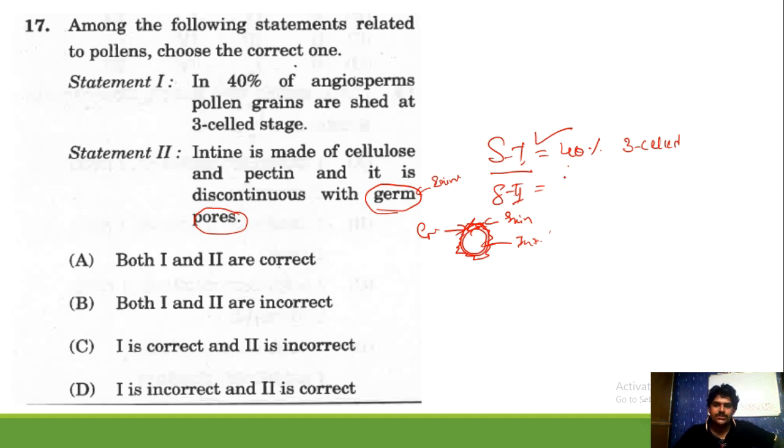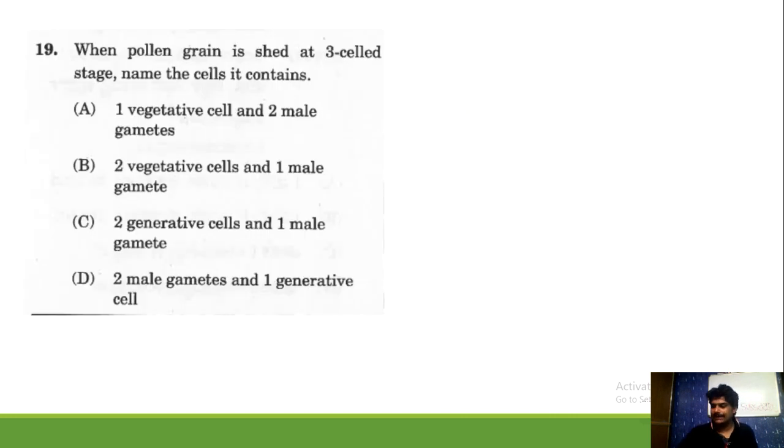So statement 2 is wrong. Which option are we going to pick? Both 1 and 2 are correct? No. Both 1 and 2 are incorrect? No. 1 is correct and 2 is incorrect. Yes, right, this is the answer we are looking for. And the last one is also, first one is incorrect and second. So the answer for this question is C. Okay, now we can move to the 19th question.